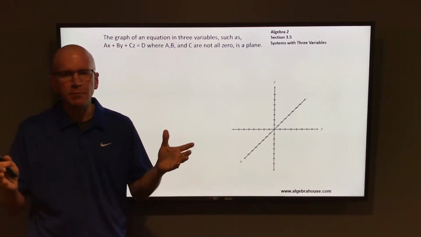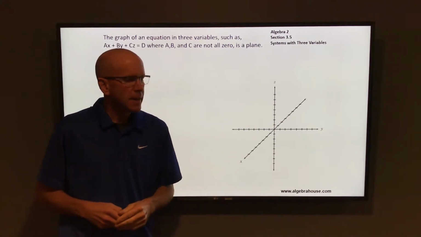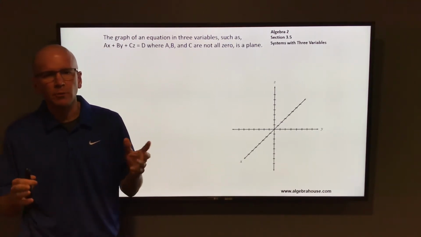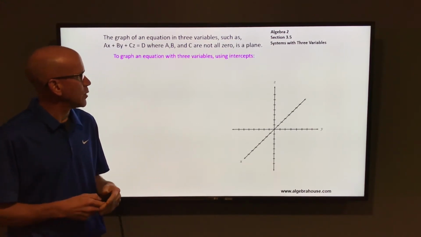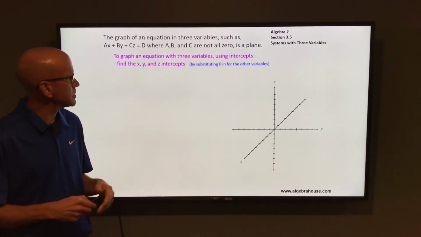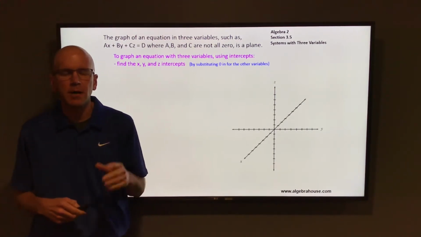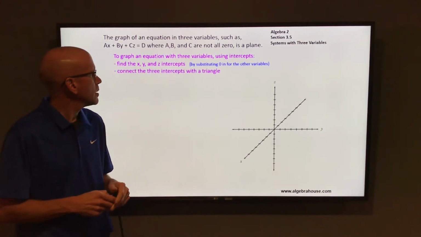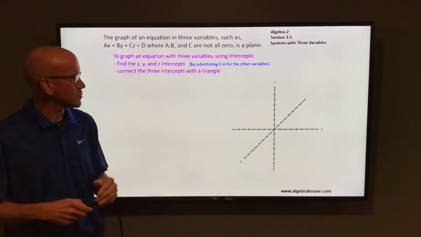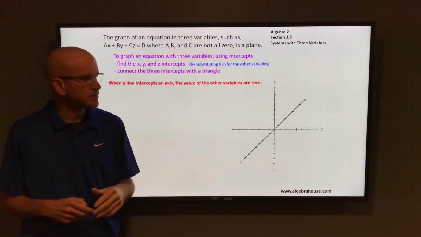You've been to 3D movies where the images pop out at you. You add that third dimension to it, and that creates a three-dimensional line, which in other words would be a plane. To graph an equation with three variables using the intercepts, you need to find the x, the y, and the z intercepts. Remember, at the intercept, the other variable, or variables in this case, are zero. Connect the three intercepts with a triangle, and then you extend that triangle out forever.